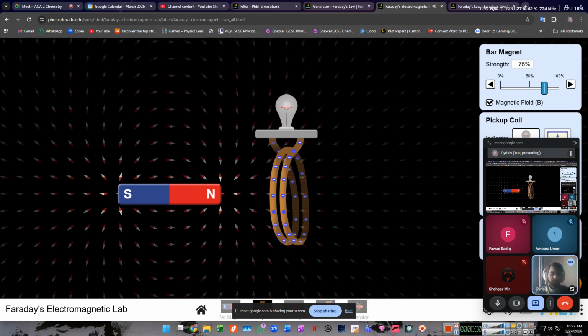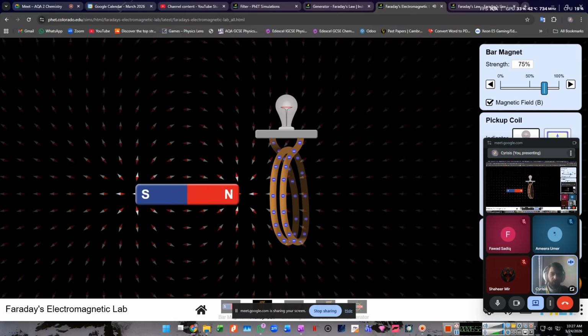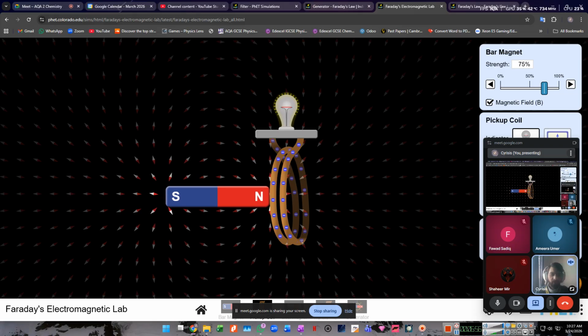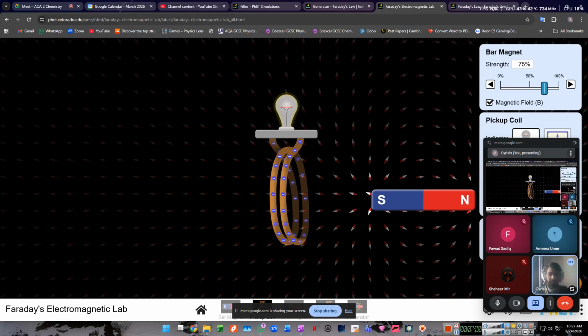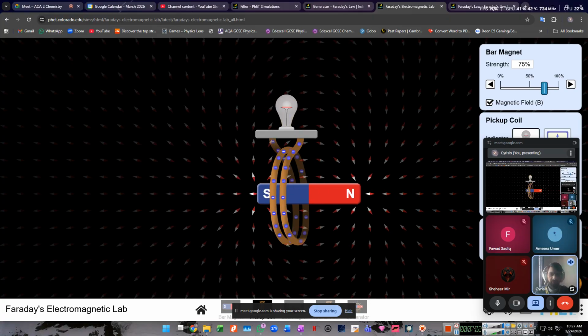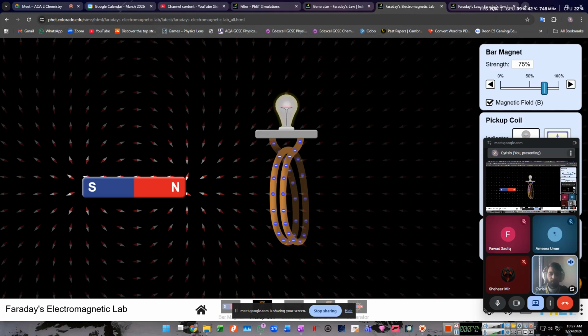So if I bring the magnet very slowly, you see that the bulb is barely glowing, right? And the electrons are very slowly moving. But if I move it faster, then I see that the electrons will move faster, right? But again, it depends upon the field of the magnetic coil, how much it is generating, right?